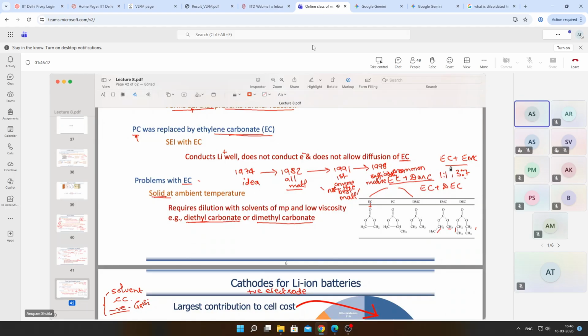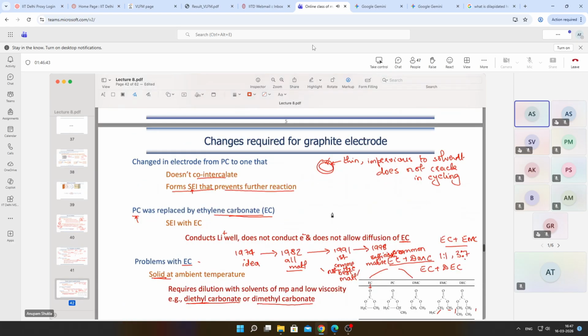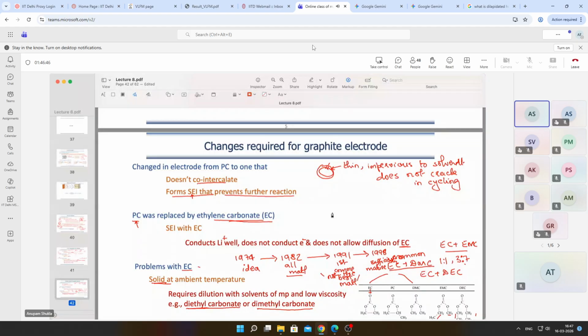This is just a timeline of how much time it takes for technology to come through. The most common solvent which has been used in lithium-ion cell is ethylene carbonate and ethyl methyl carbonate, in ratio 1:1 or 3:7. But there are other popular combinations which are used. Ethylene carbonate is the main component, but the problem with it is that it is not liquid at room temperature. So you have to mix it with either DMC or EMC or DEC in order to ensure that everything becomes a liquid. I think that is all that I would cover in today's class.